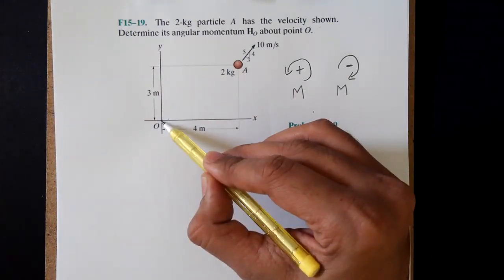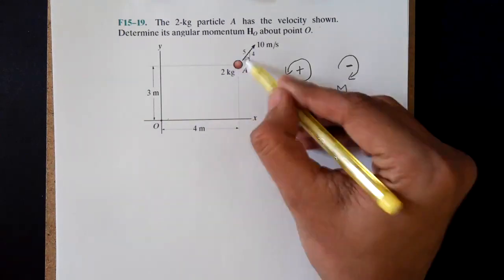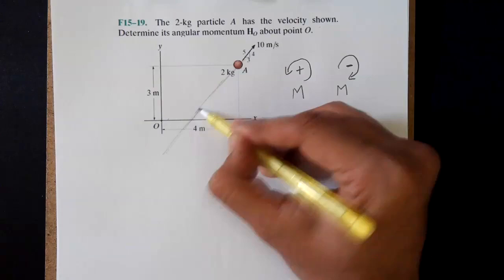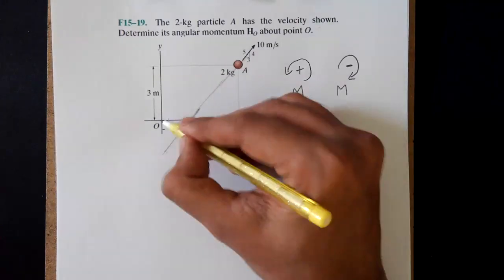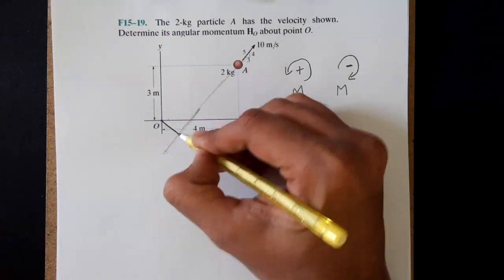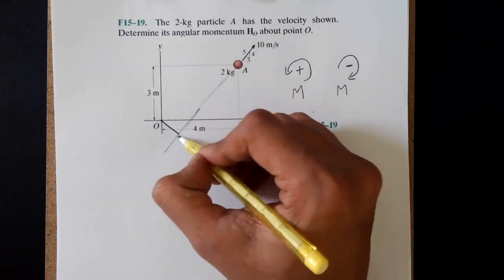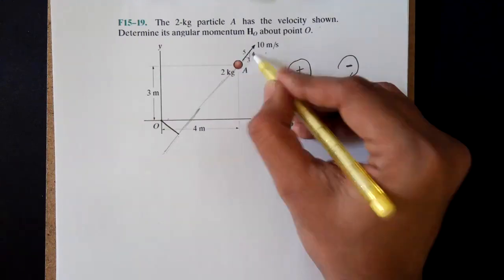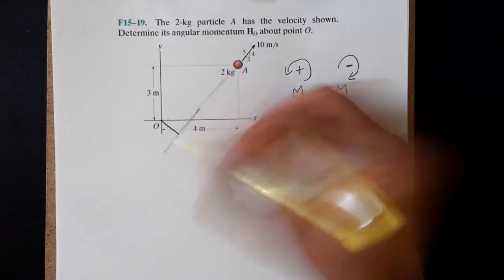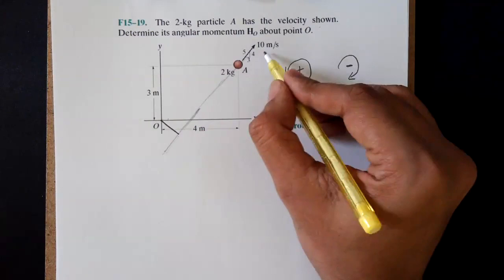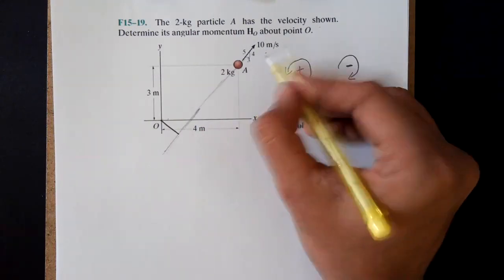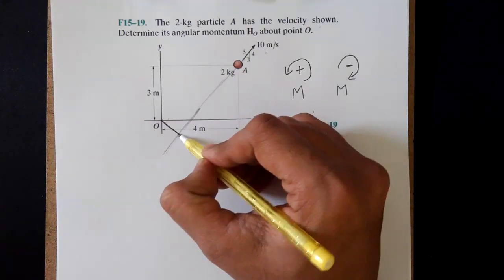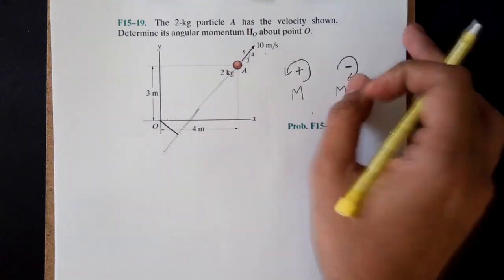So there are two ways we can solve this problem. One way is we can actually extend the line of action of this velocity, okay, and find out the perpendicular distance from O, and whatever is this distance, multiply that with 10 meter per second, and that's our answer. And because this moment about this point O is counterclockwise, our final answer should be positive moment. However, it's a little bit tricky to calculate this perpendicular distance. Hence, we'll go for an easy way.